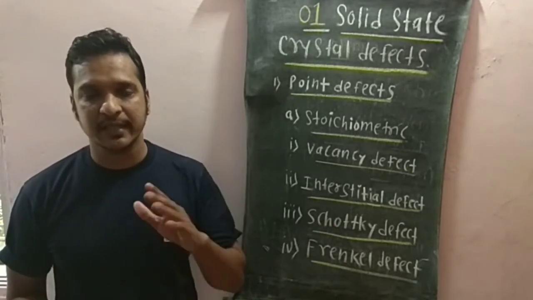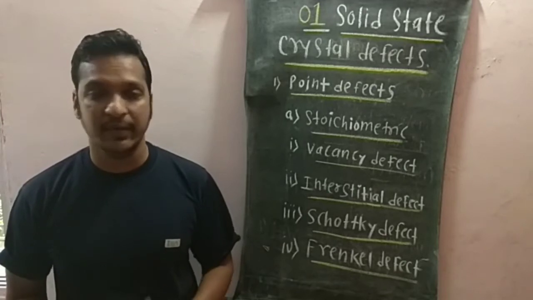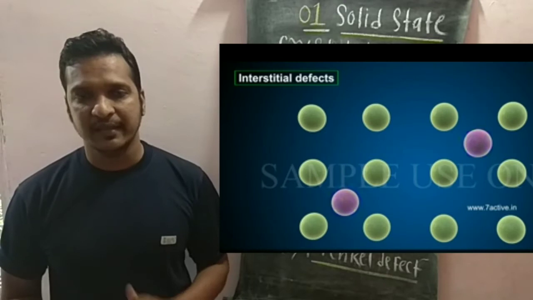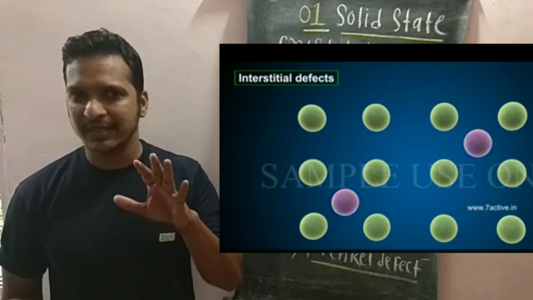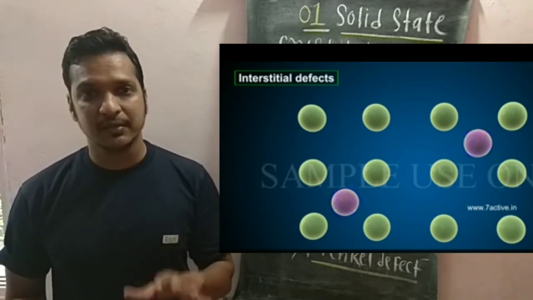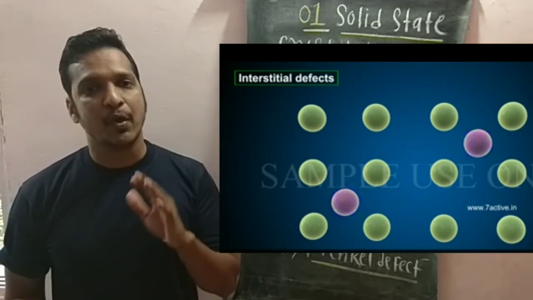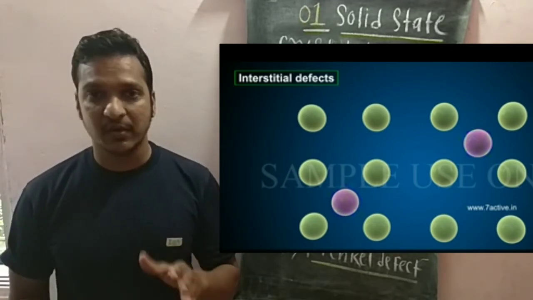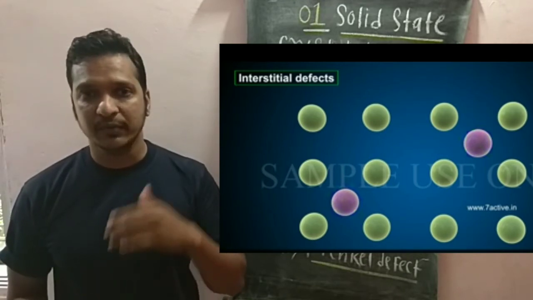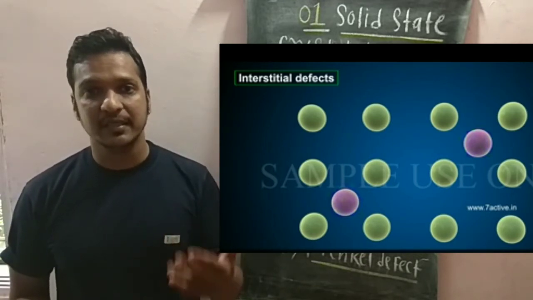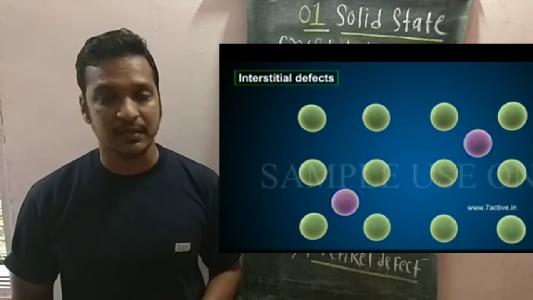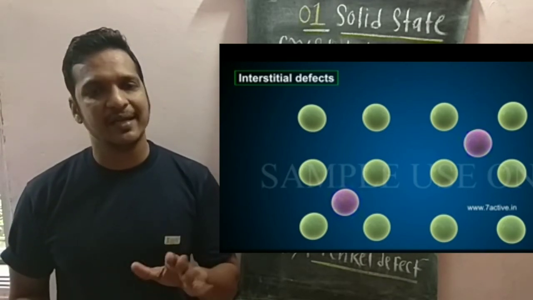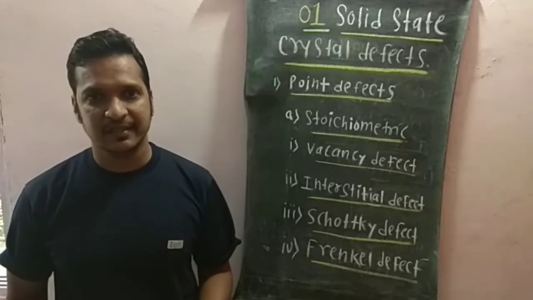Now, we will discuss second type of stoichiometric point defect, which is interstitial defect. Now look at the interstitial defect. This is interstitial defect, and you can see over here some particles of crystalline solid occupy interstitial sites in the crystal structure. This is called interstitial defect. Now these extra particles increase the total mass of the substance without changing the volume. So that is why the density of that substance increases.